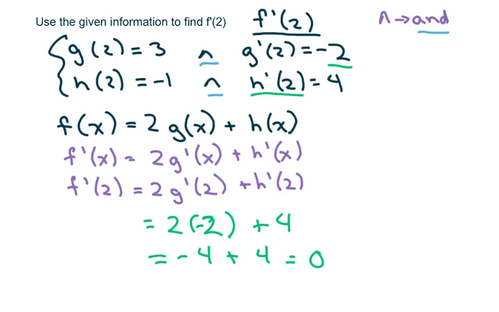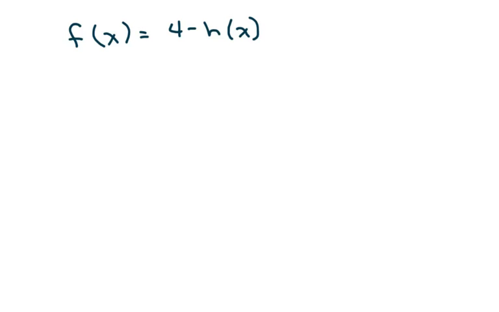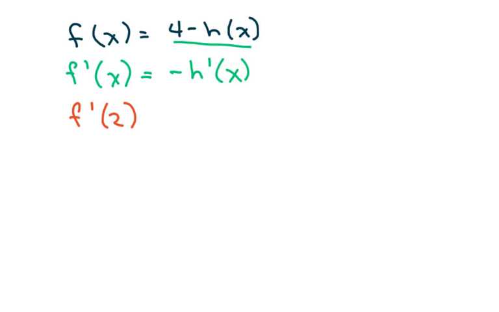Okay, so the next one, and you might want to write these down, is this one. So we want to take the derivative of f of x. If you take the derivative of this, that's just 0, so it's going to be minus the derivative of h of x. Now we want 2, so we're going to plug in 2. Okay, and so the derivative of f at 2 equals this, and this is just going to equal negative 4.